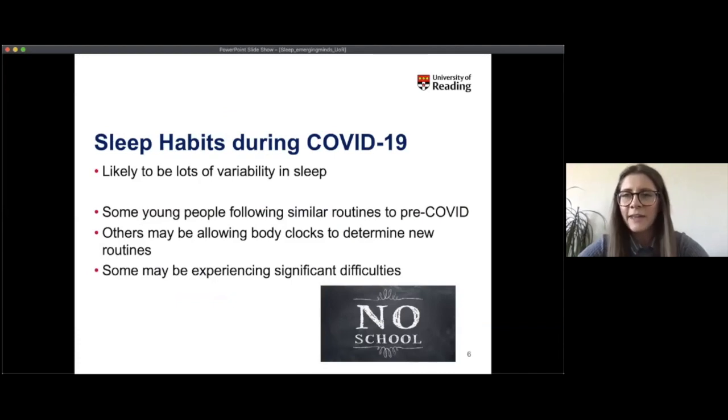So I suppose the caveat then is, what does this look like during COVID? And it's really nice to have some of that CO-SPACE data to reflect on. The most likely scenario, I think, that we are hearing from families that we talk to is that there's just lots of variation. Some young people are sticking to their routines from before, where they're able to do so. Others are allowing their body clocks to do what they want, letting their bodies go to sleep later and wake up later. But there might be other young people who are experiencing quite significant difficulties at the moment, with getting to sleep or with getting up in the morning. But I think the main thing that we're expecting is there's going to be a lot of variation in how people are coping and responding at the current moment.